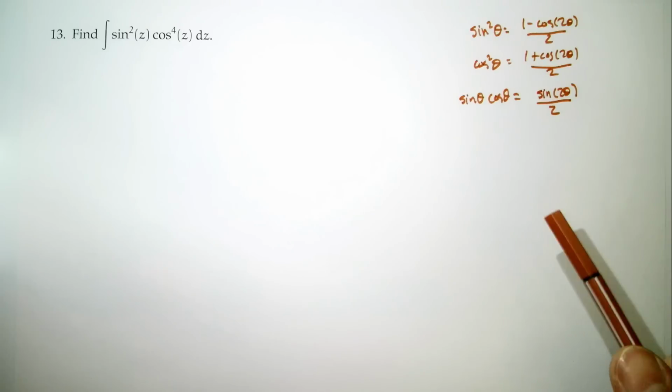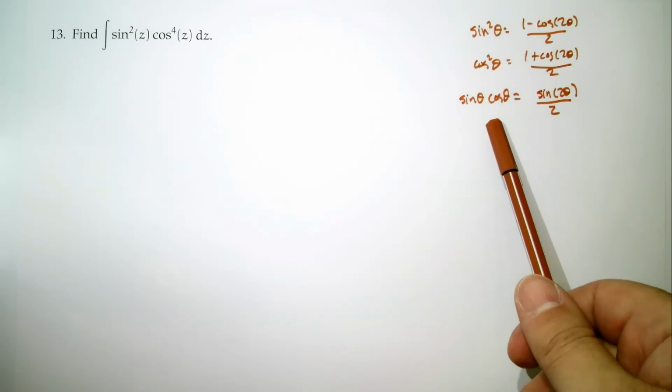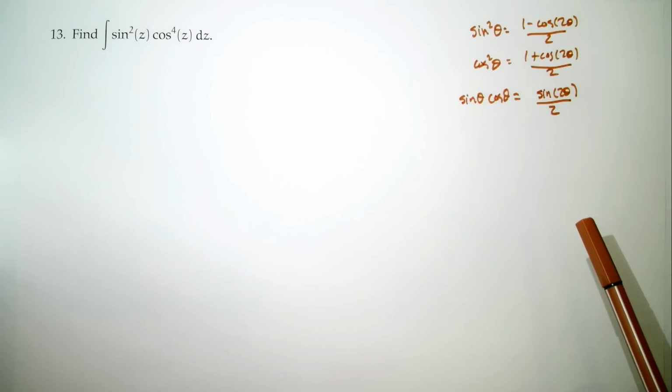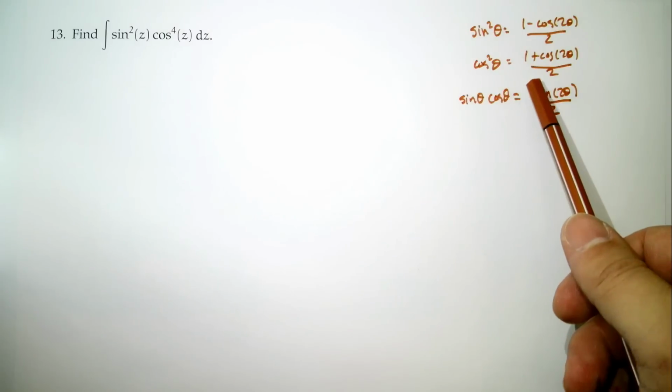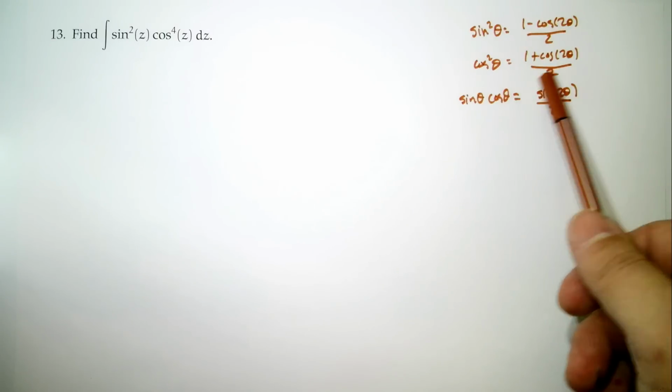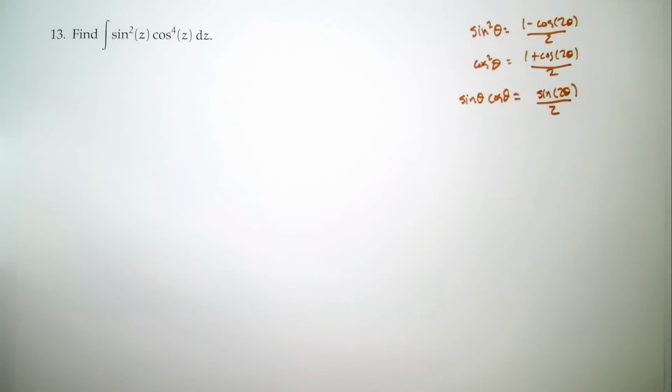So I actually like to use this one when I can. The reason I like to use this one is because there's fewer terms. You see, the cosine squared here and the sine squared, you have a 1 plus or a 1 minus. The more terms there are, the more chances I can make a mistake. So I always like fewer terms, fewer mistakes.